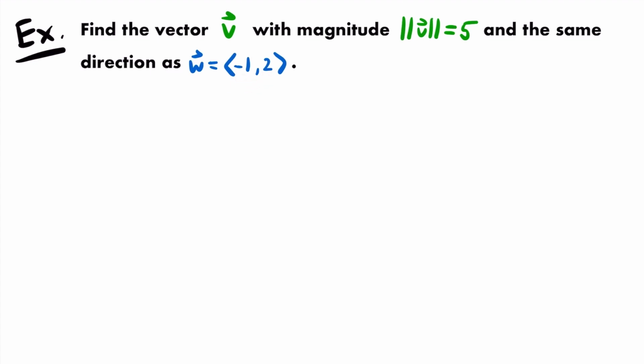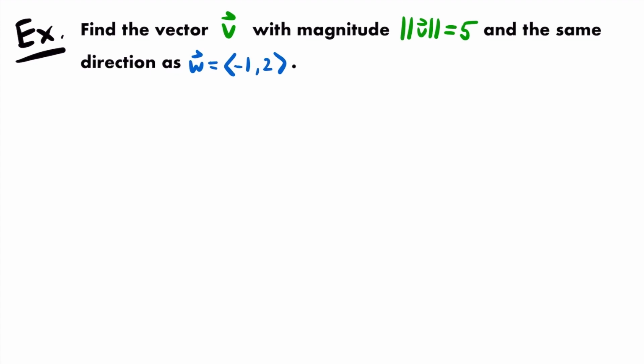All right, and so how do we go about solving a problem like this? We want to find a vector with a particular magnitude in the same direction as another vector. Well, in order to solve this problem, what we need to do is first determine what the direction of vector w is, right? In order to even find a vector with the same direction as vector w, we need to know what vector w's direction is.